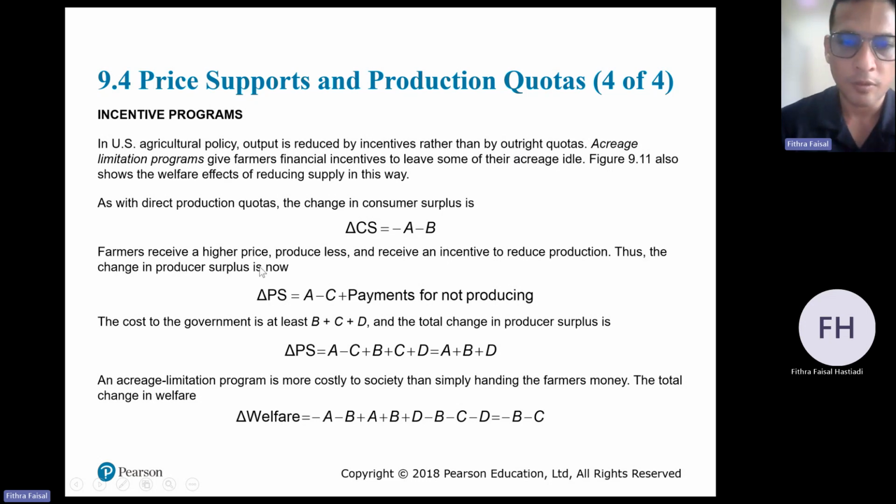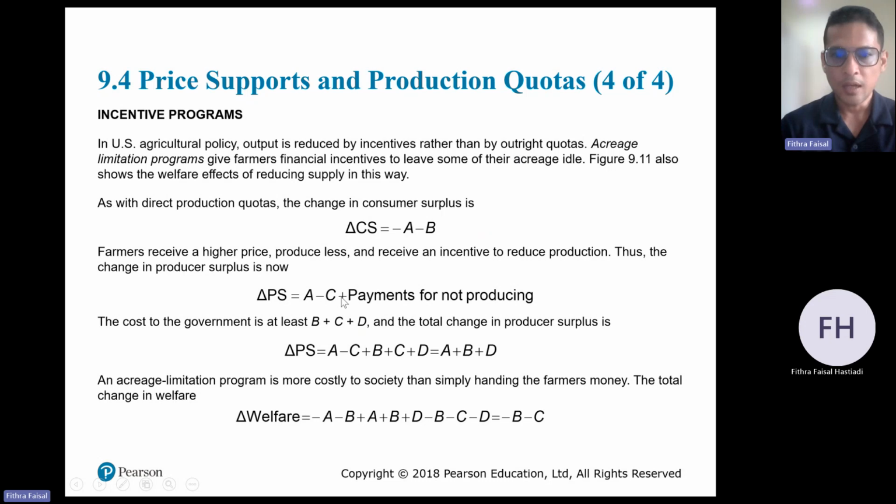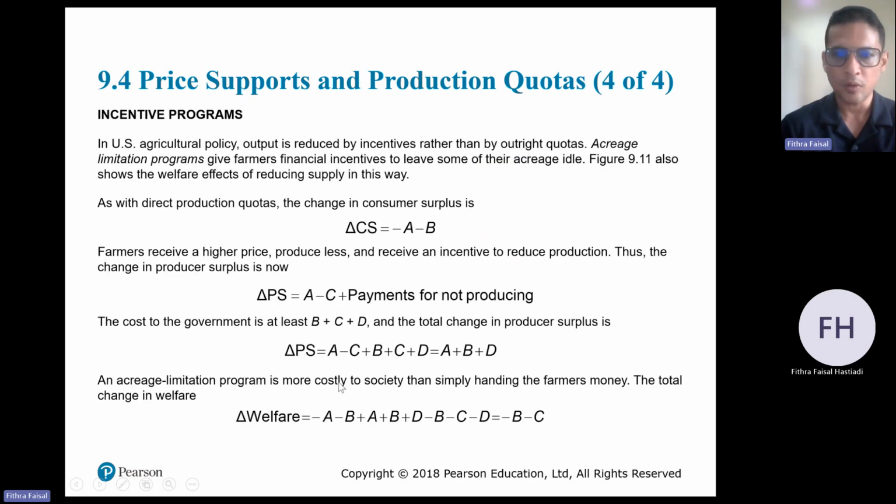And then, for example, the producers are typical farmers. We have the producer surplus A over here. And then minus C, because from Q0 to Q1 the producers are losing C. And then plus payments for not producing, the incentive, which is B, C, and D. If we put it all together, A minus C plus B plus C plus D, we have ABD.